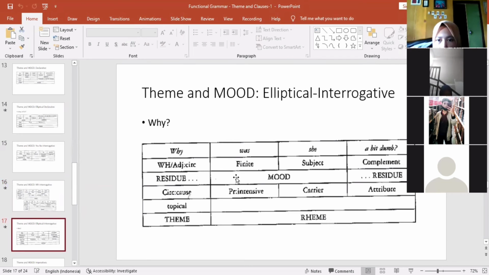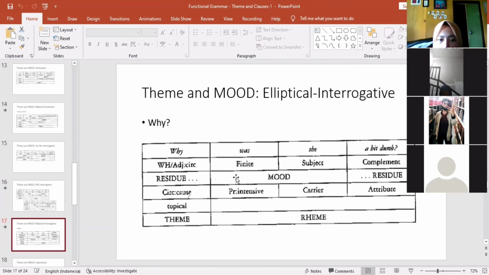Okay, next. Theme and mood, elliptical interrogative. An elliptical interrogative sentence is a sentence that has two different subjects but has the same predicate.